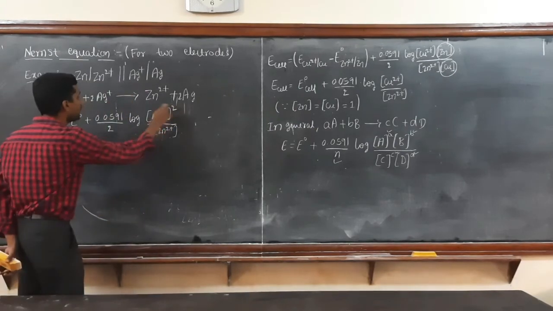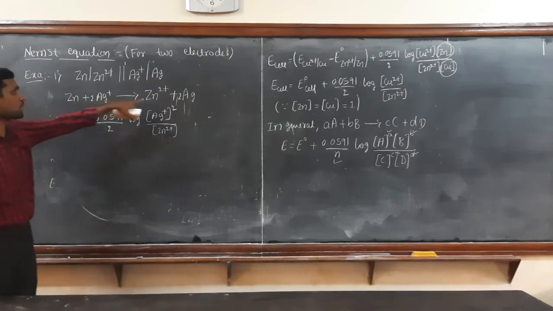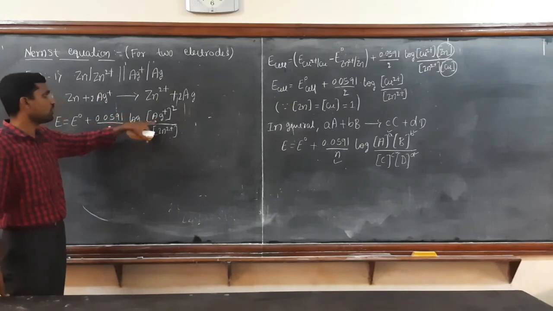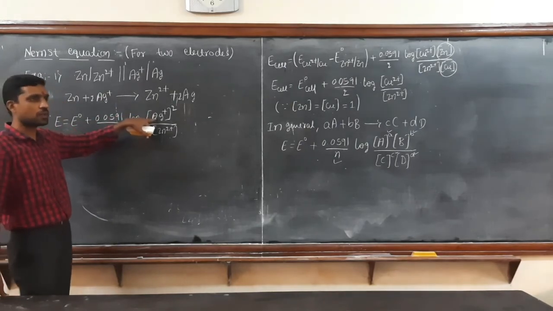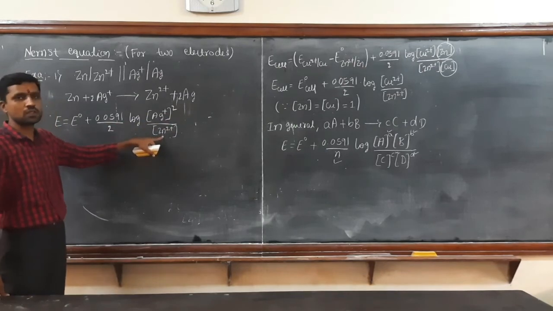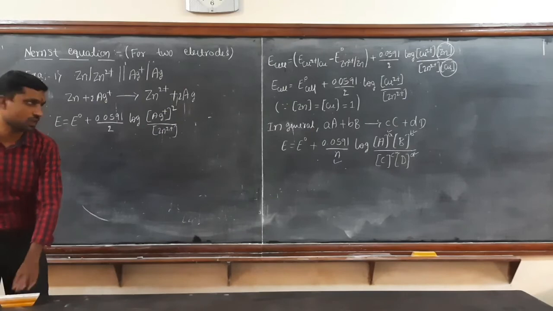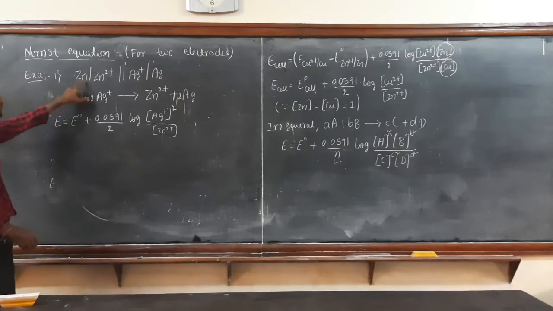Here it should be multiplied by 2 because 2 electrons are involved in this reaction. Therefore, the concentration of Ag plus should be raised to the power of 2 in this case. This one should stay as it is, because the 2 electrons will be transferred to the Ag. This is a simple example by considering this one.